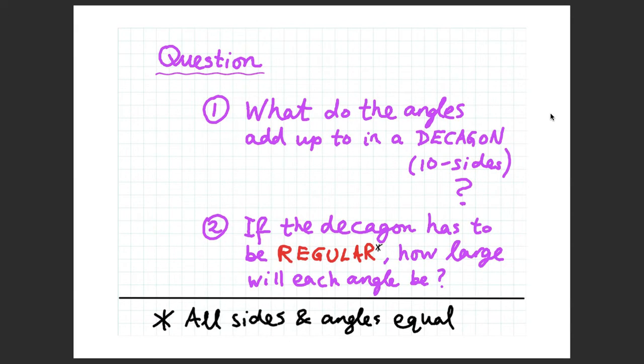And there's the questions about this. So what do the angles add up to in a decagon? That's a 10-sided shape. And then if the decagon has to be regular, how large will each angle be? So regular means all the sides and angles equal. Well, have a go at that question before you continue the video. So pause the screen for now, have a go at that, and then carry on with the video when you either think you've done it, or if you're completely stuck and you want to go straight into the explanation.